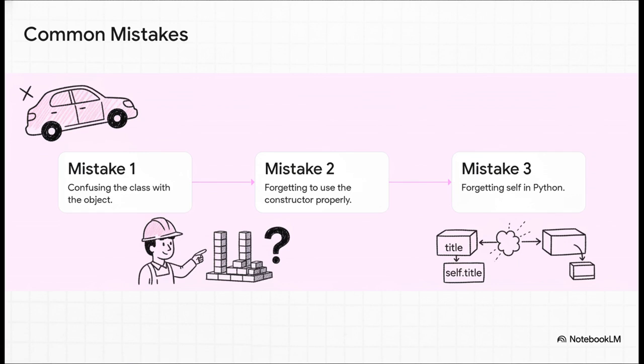And mistake 3, which is very specific to Python, forgetting the word self. If you just type title equals title instead of self.title, that data literally vanishes into thin air rather than being permanently stored inside the object. Always use self to attach the data to the instance.